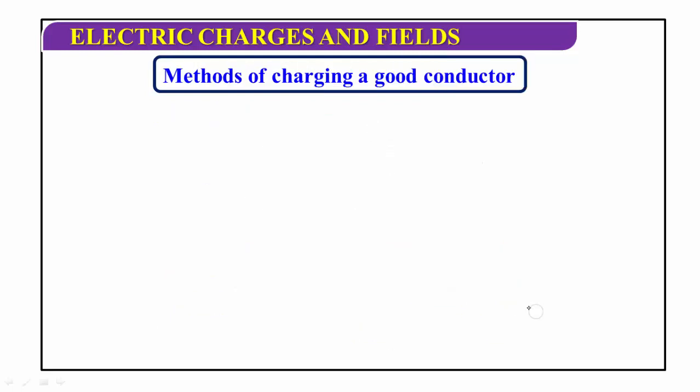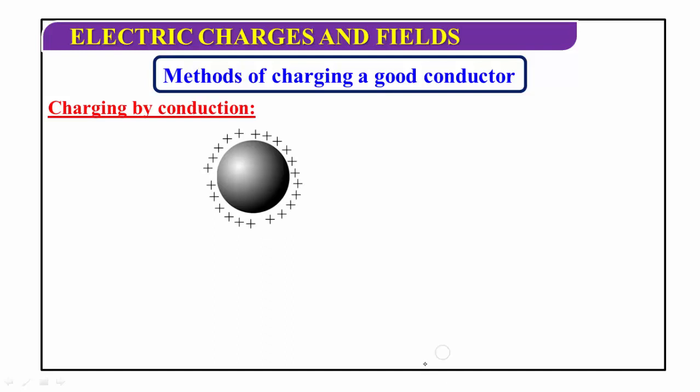Then we'll move to the next process, that is called charging by conduction. The word itself says conduction, conductor: the material which allows electric charge to flow is called a conductor. If a body has to be charged through the conduction process, the process of charging in which a good conductor is touched with a charged body is called charging by conduction.